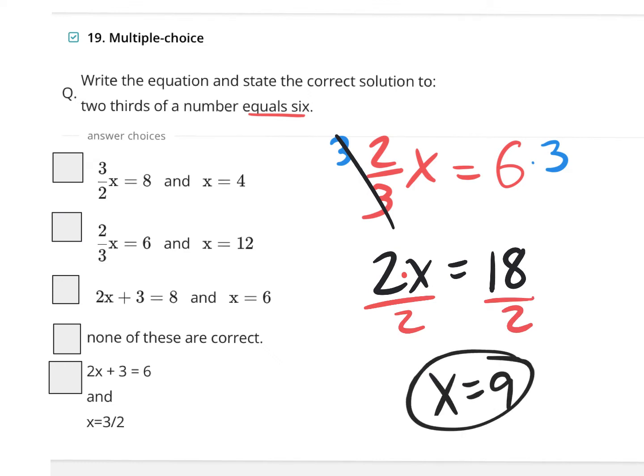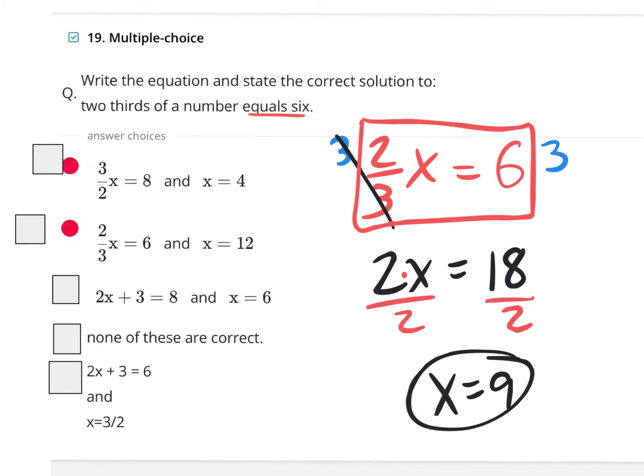So the original equation is 2/3 x equals 6, and there it is, 2/3 x equals 6, but they don't have the correct answer, x equals 9, so that one's wrong. Actually, all of these are wrong. The only one that's right is none of these, right? None of these is correct. If you got that right, great.